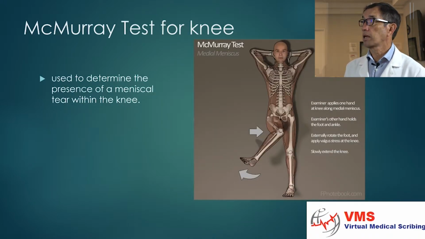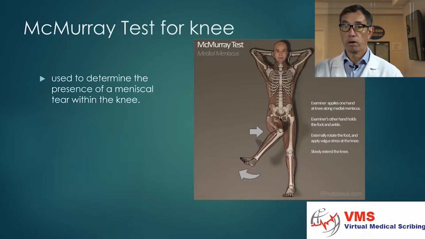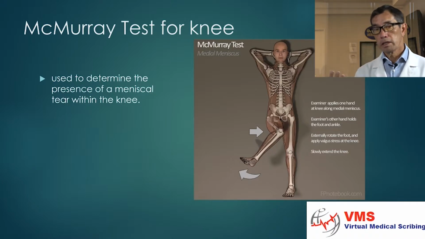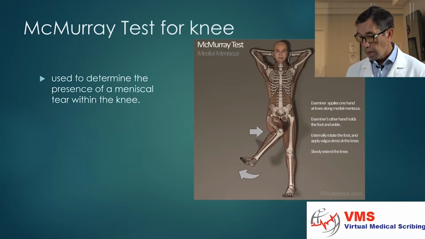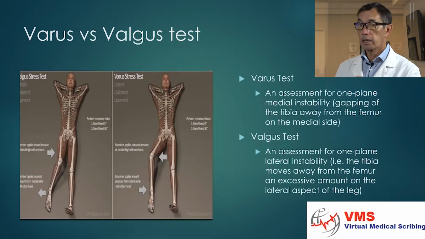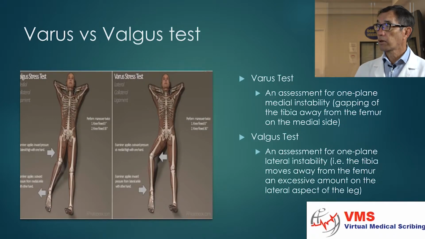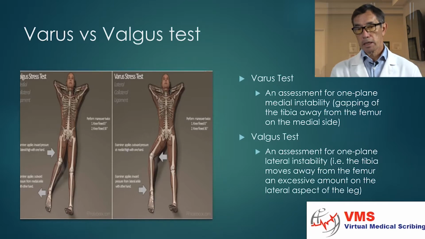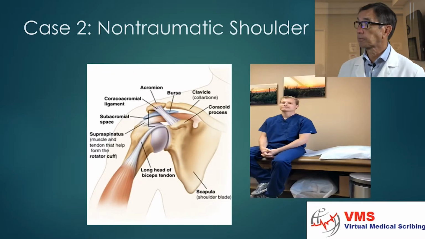The other test that you might hear about is called the McMurray's, and that's to determine if there's a meniscal tear or cartilage tear. These different tests, they'll say positive Lachman, positive McMurray's, and that's what they're talking about here. And that's where you hyperflex the knee and you sort of twist it. And then varus and valgus is a way of testing the knee's stability, both outside and inside.